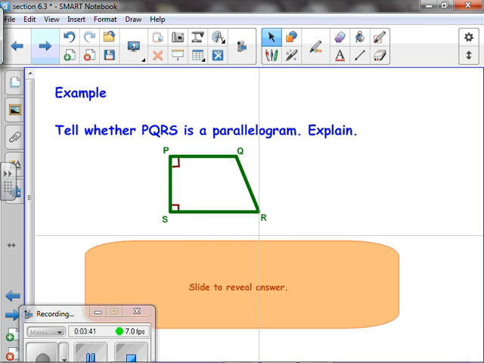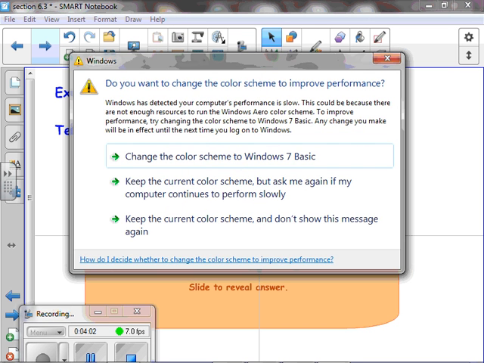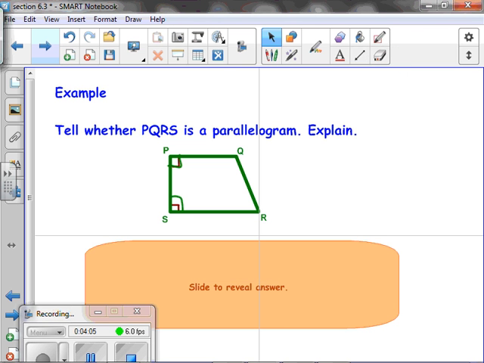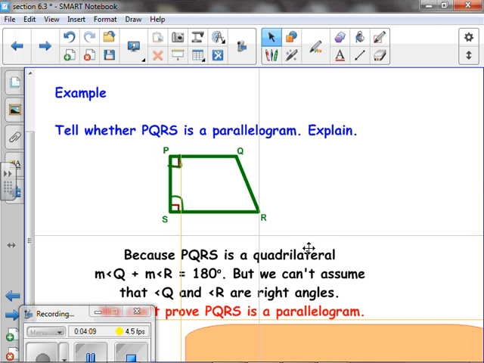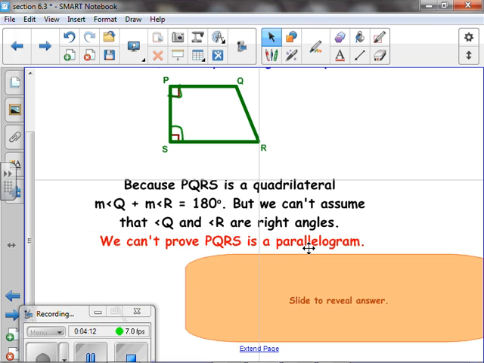Tell whether PQRS is a parallelogram and explain. Okay? So, we are told that we have a right angle here, a right angle here. Is there any other information we can gather? Well, there is, because, well, no, I'm sorry, there is not. We are told absolutely nothing else. Okay, so let's see what we have here. In quadrilateral PQRS, the measure of angle Q plus the measure of angle R is 180 degrees.